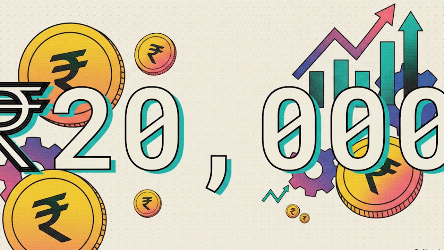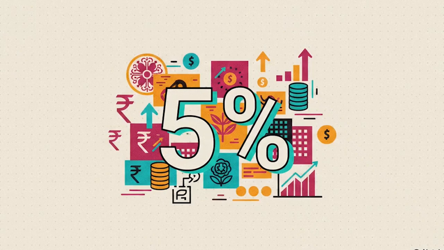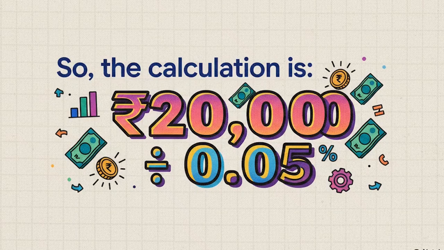Our first variable is the goal, right? The income we want to make in a year. And like we said, that's a nice round 20,000 rupees. Next up, we need the dividend yield. Now, this number can be all over the place, but for our calculation, let's just use a safe, pretty realistic average of 5%. This is a very achievable number if you have a good mix of stable, dividend-paying stocks in India. Okay, so putting it all together, our equation looks like this: 20,000 rupees divided by 5%, which as a decimal is 0.05. It's really that straightforward.